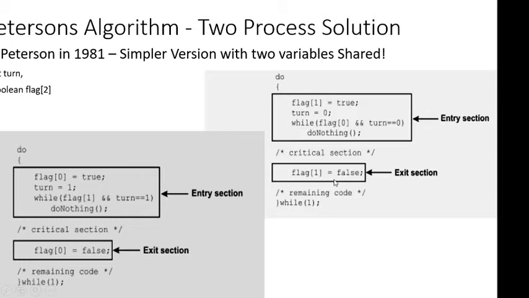Now, it may so happen that P0 gets stuck in the remaining code for some input output, and he wants to go into the critical section again. So flag 0, which was false, he makes true, that's perfectly fine. Then he sets turn to 0, which it already was. Then he checks: is flag 1 true and turn also 0? Turn equals 0 is true, but flag 1 is false. So this becomes false. False and true will give you a false value. So this while is not executed, and he comes into his critical section. So P0 does not block the progress of P1, unlike strict alternation.